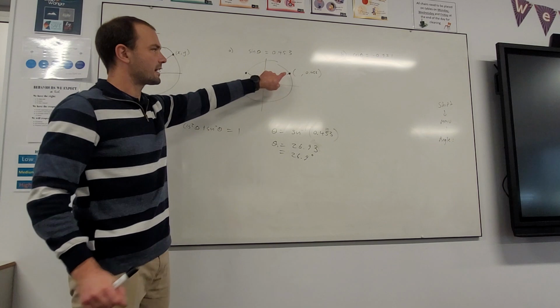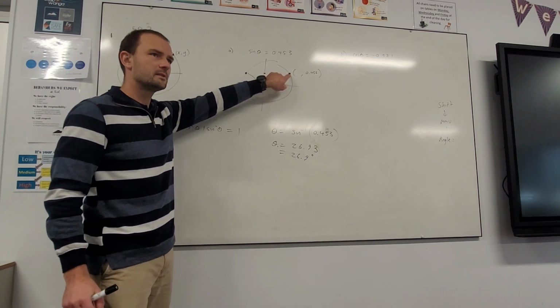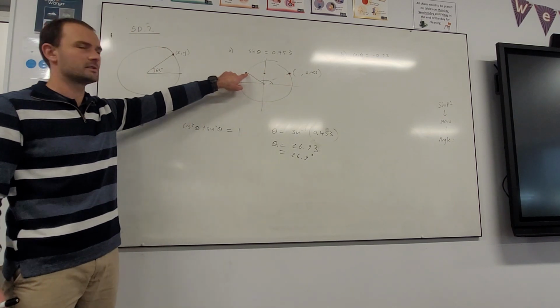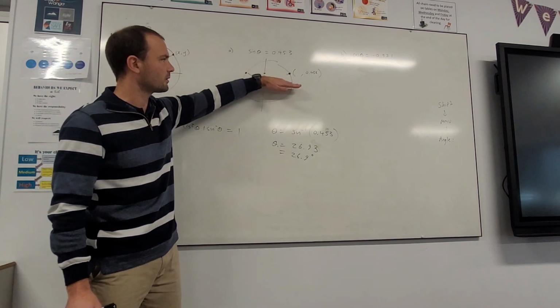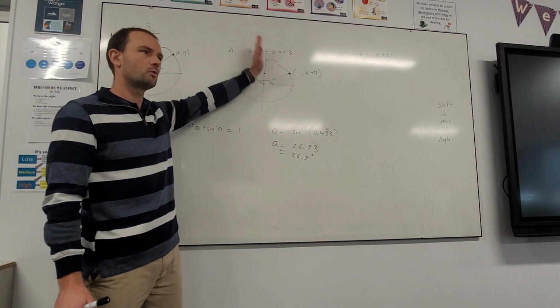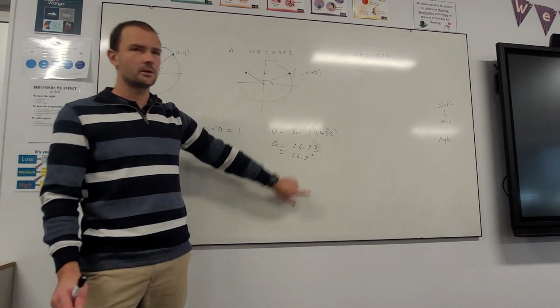Okay? Now, who wants to take a wild guess? Is that describing this position, the first position, or the second position? Has to be the first, right? It's 26.9 degrees. That's within the first quadrant. The first quadrant is 0 to 90, so that's the first position.